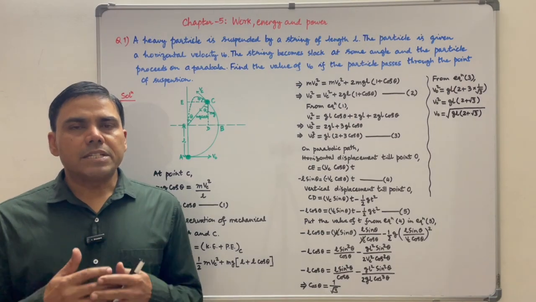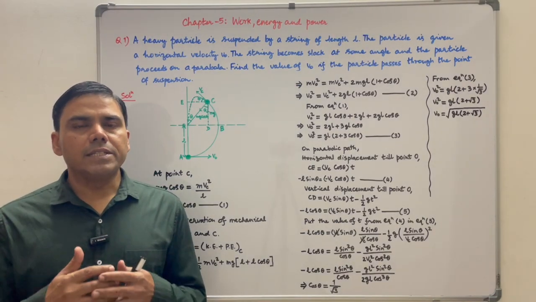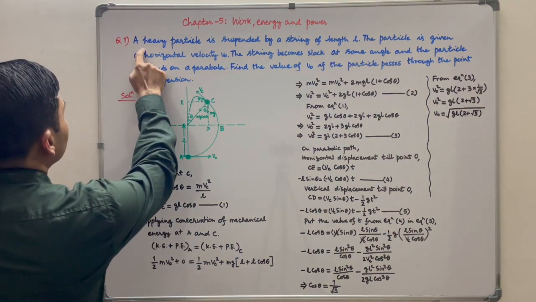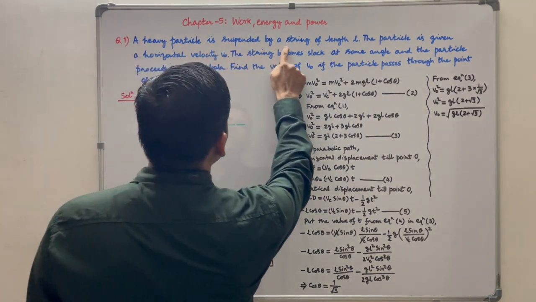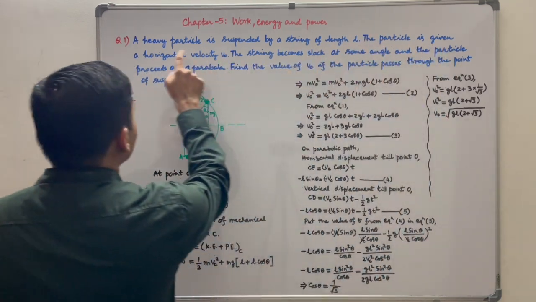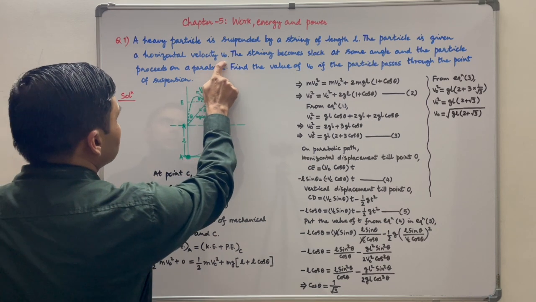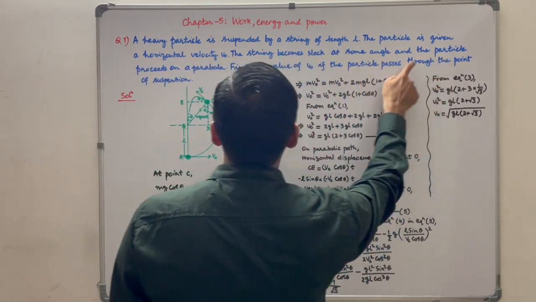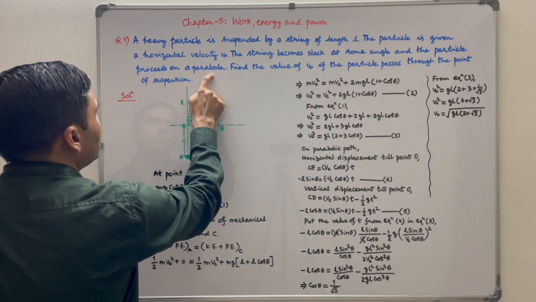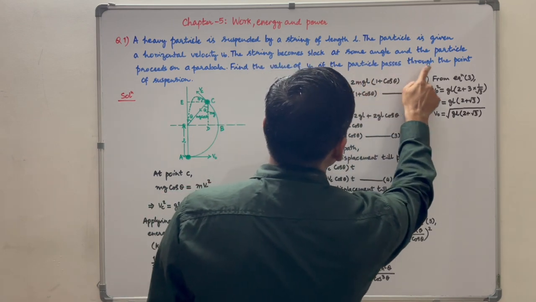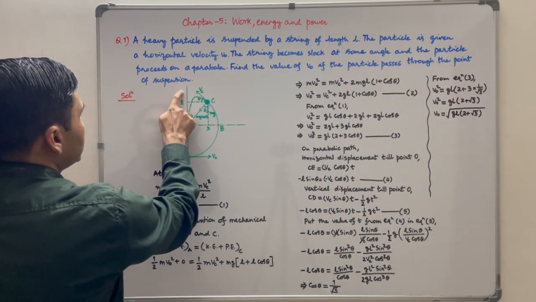Let us see 3 questions based on work, power and energy and circular motion combined. First question: a heavy particle is suspended by a string of length L. The particle is given a horizontal velocity v0. The string becomes slack at some angle and the particle proceeds on a parabola. Find the value of v0 if the particle passes through the point of suspension.